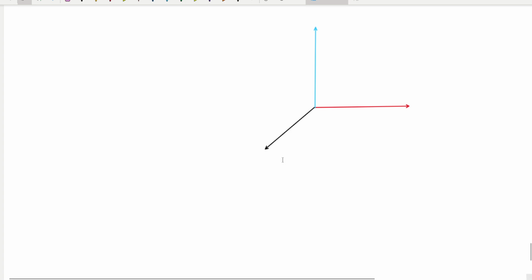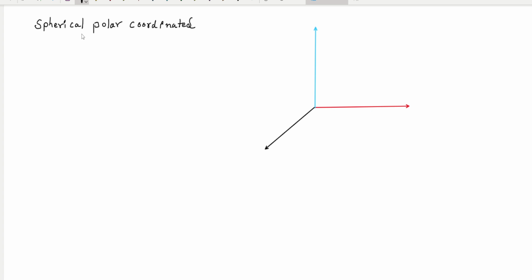Next topic I am going to discuss, next topic in the series of the angular momentum chapter: spherical polar coordinates.